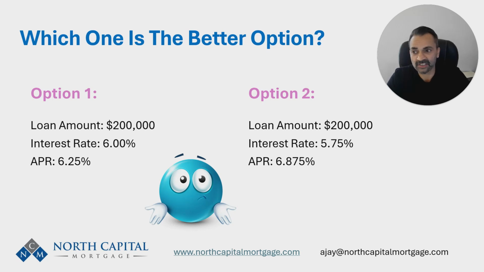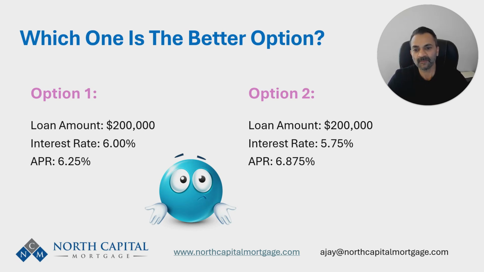So what does that tell us? And how can that help us? Let's take a look at some options here. Let's say you have a loan amount for option 1 of $200,000. Again, interest rate at 6%, and we know the APR on that example was 6.25. Option 2, $200,000 loan amount, same loan amount, interest rate 5.75, but APR is 6.875.